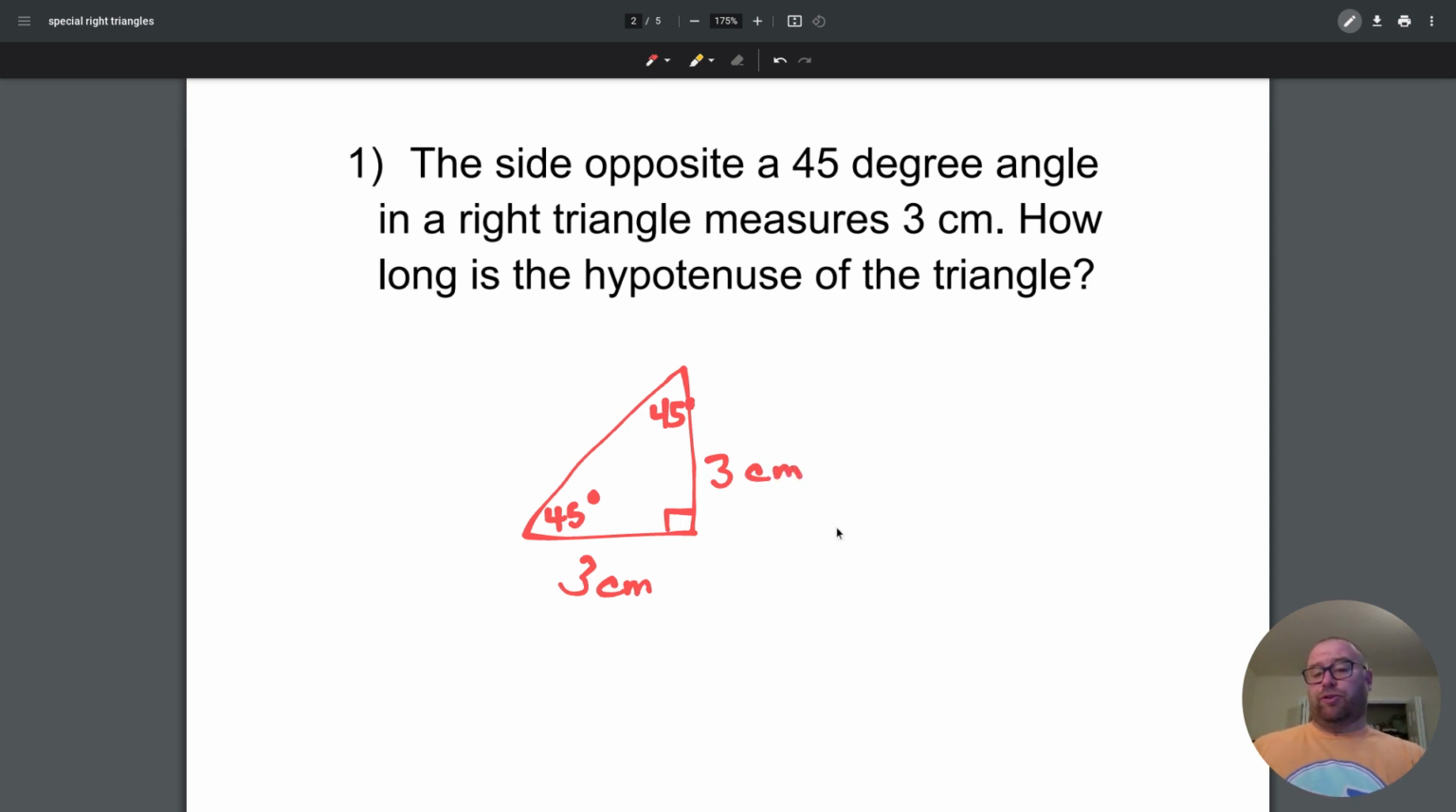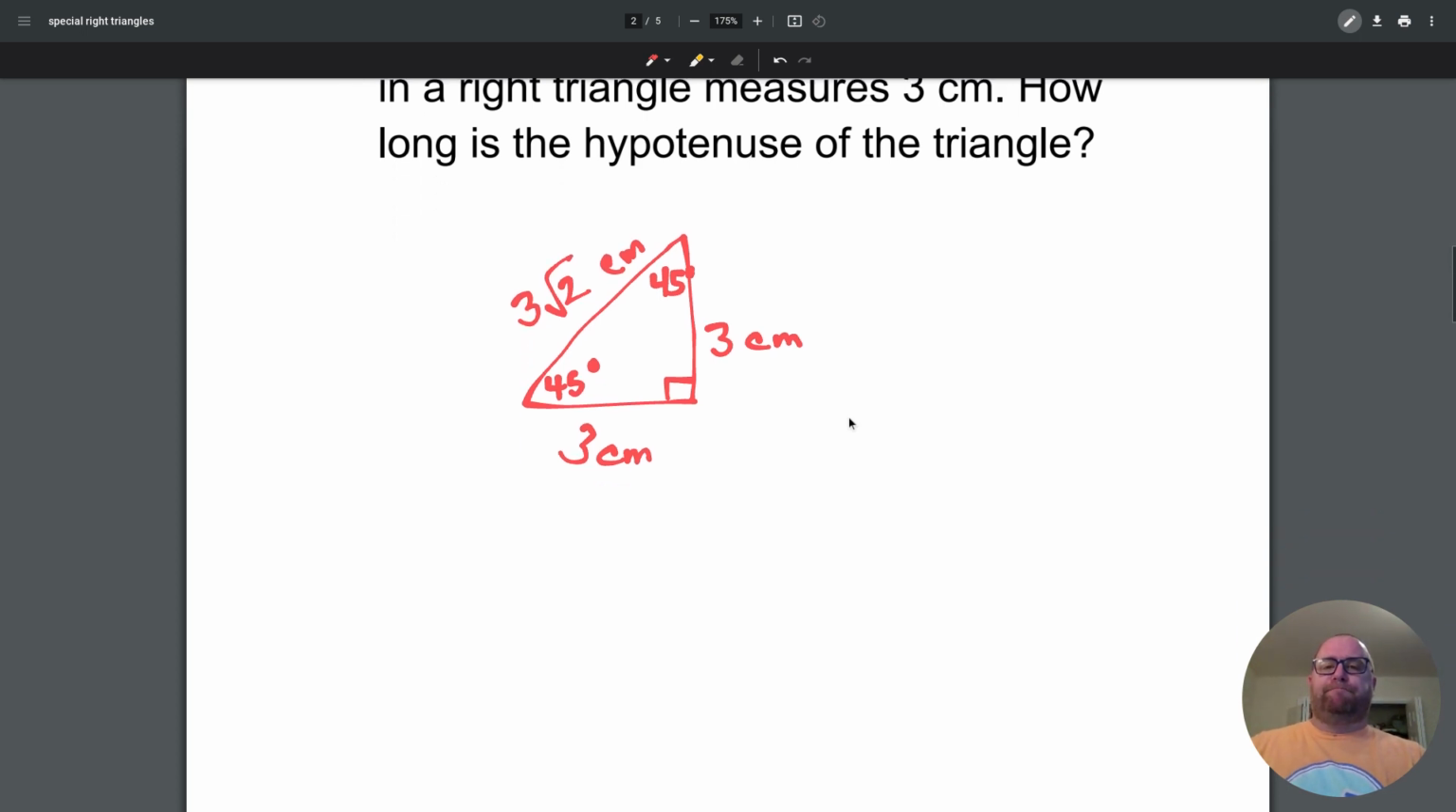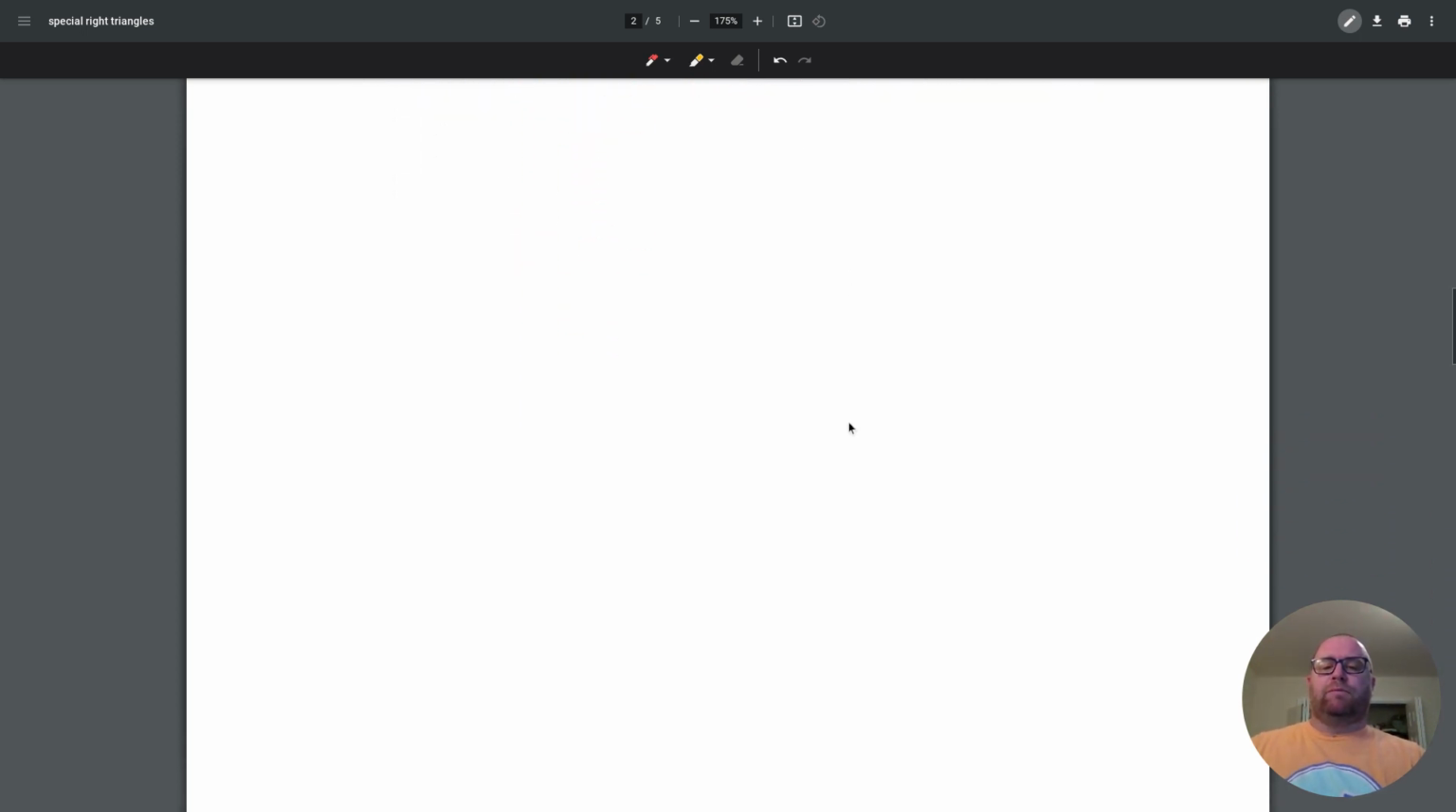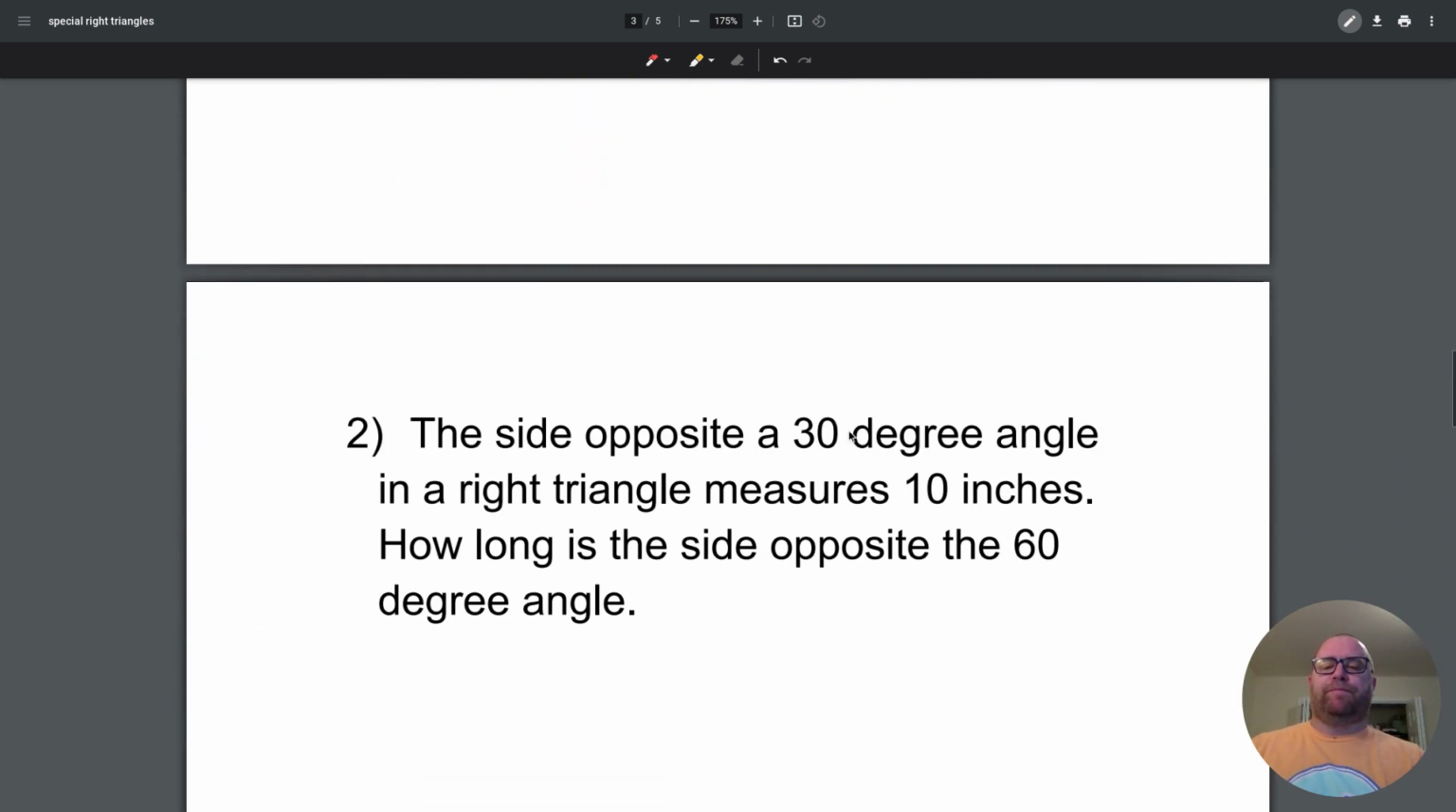Well, if you remember in the intro, I said that you take the length of this side and multiply it by the square root of 2. So the hypotenuse in this one is just going to be 3 square root of 2 centimeters. Okay, so 3 square root of 2 centimeters.